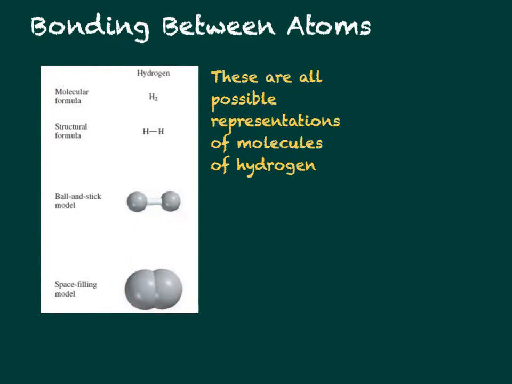Ball and stick and the space filling are a little bit more accurate representations of what nature has. However, they are much harder to draw. Therefore, the structural formula is actually quite preferred by chemists because it tells us about who is bonded to whom and what the molecule might look like.